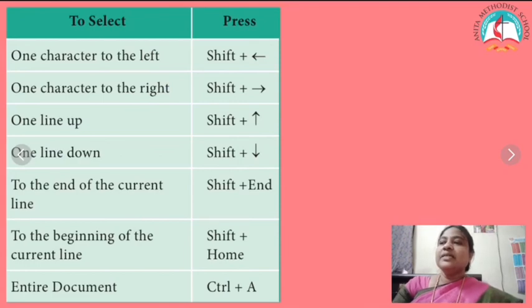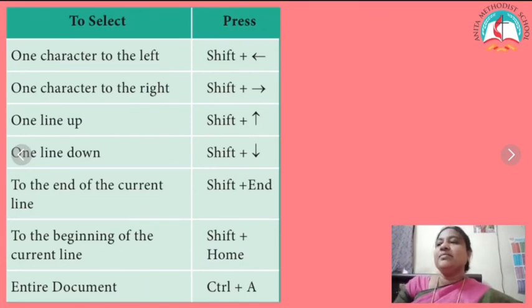The next one, shift plus end. If you press shift plus end, the insertion point moves to the end of the current line. For example, the insertion point is placed in the second line. If you press shift plus end, it will move to the end of the current line. Okay, shift plus home, the insertion point moves to the beginning of the current line. Okay, control plus A, it will select the entire document.